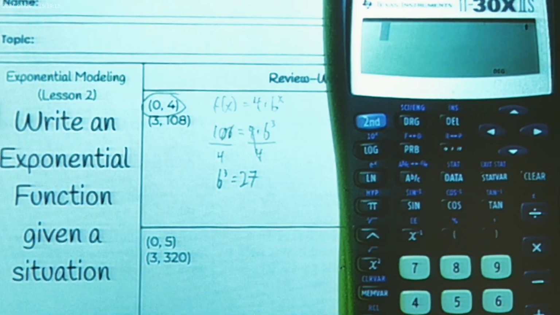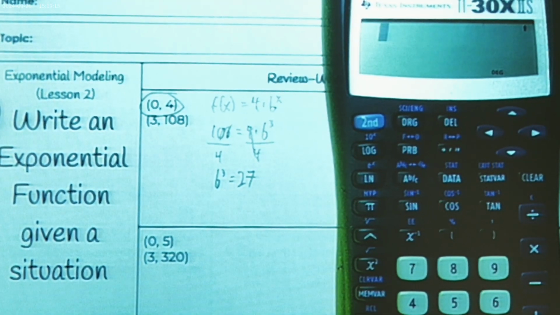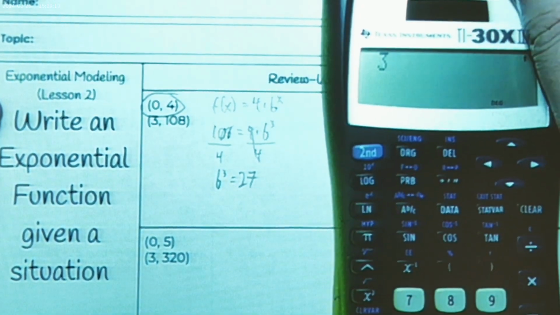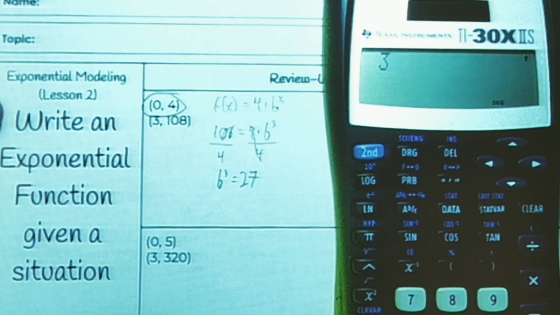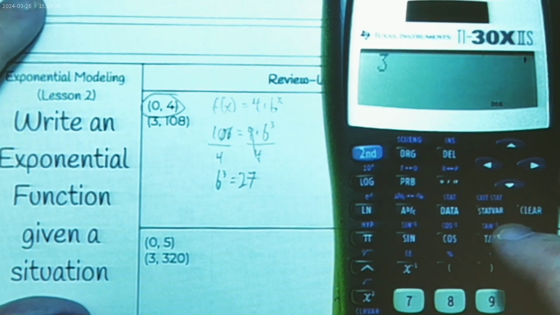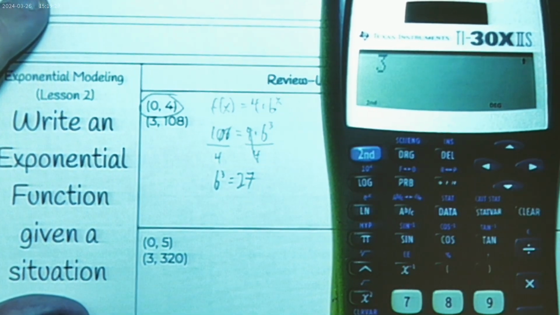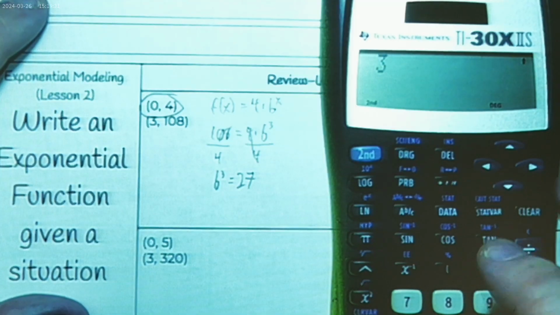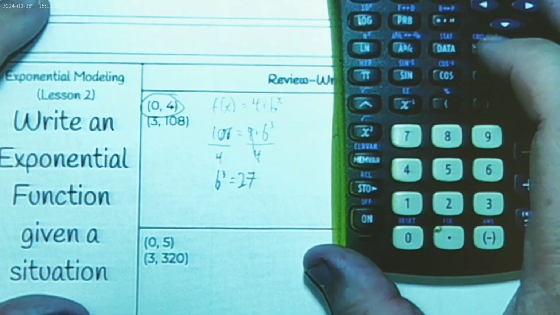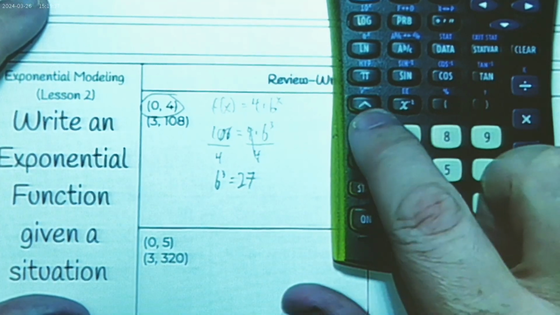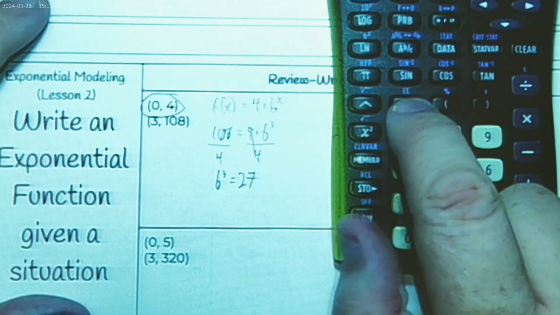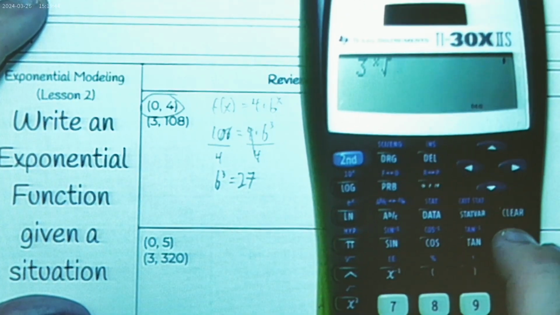What you're going to do is type in what the power on b is. What does it start with? In this case, it's going to be 3. So for b to the third power, you type in 3 first. Next, you're going to hit second, and that triggers the secondary function on each of the buttons. And then the one you're going to be looking for is the up arrow that you usually use for exponents. That'll give you this little symbol.